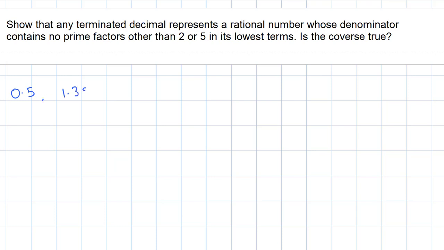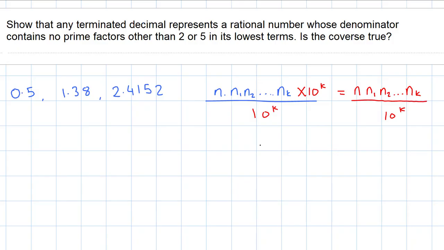0.5, 1.38 and 2.4152 are examples of terminated decimals. More generally, let's call our decimal n.n1 n2 all the way to nk, where k is the number of digits after the decimal. If we multiply and divide this number by 10 to the power of k, we obtain n, n1, n2 all the way to nk, which is an integer, divided by 10 to the power of k, also an integer, with prime factors of only 2 and 5, hence a rational number.